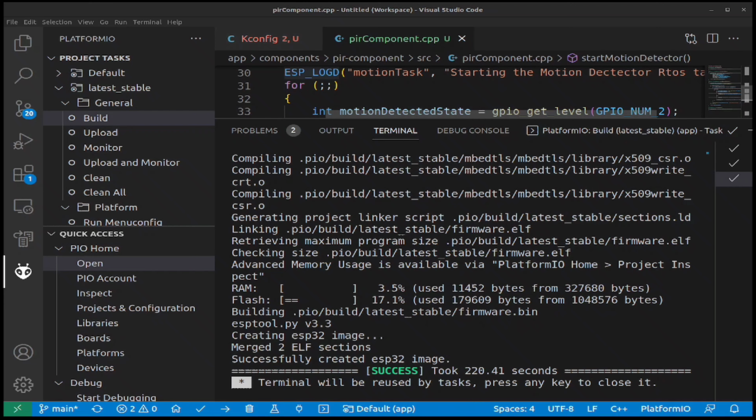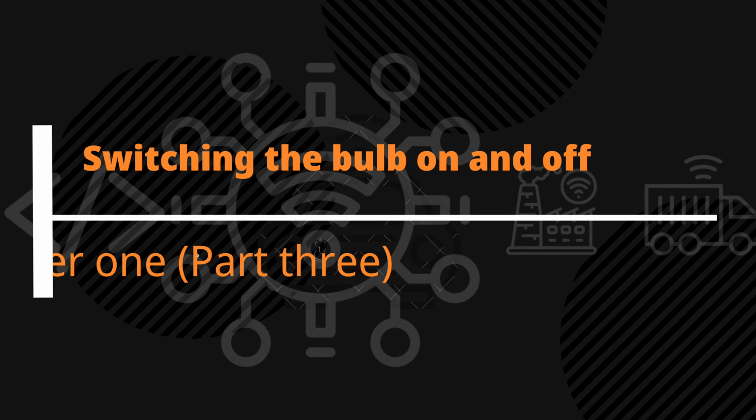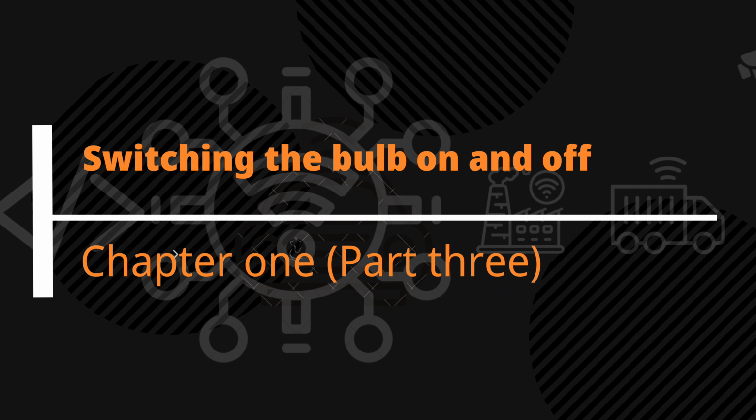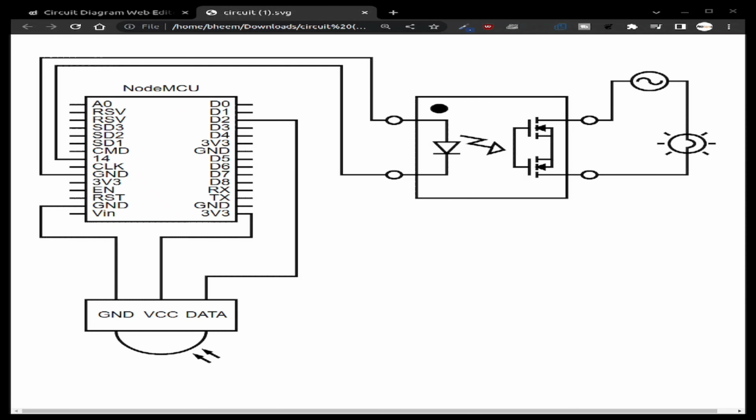So let us go ahead and connect the relay. This is the last part of the video, which is switching the bulb on and off. As shown, this is the final circuit diagram, and we shall be connecting the relay trigger to the NodeMCU pin 14. We'll be using a solid state relay here, an AC source and an AC bulb.